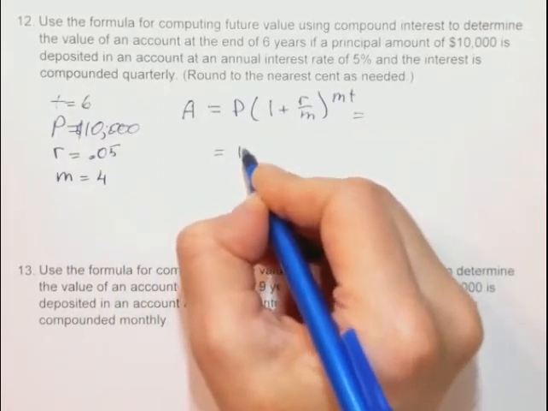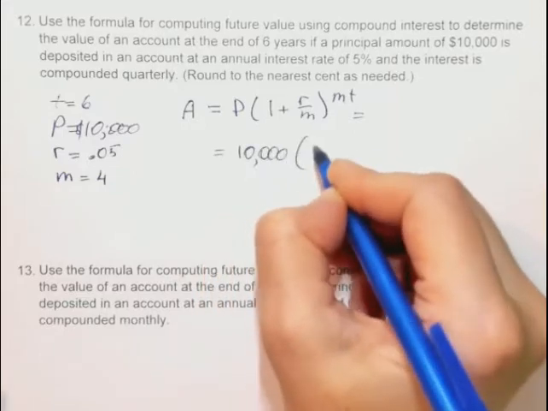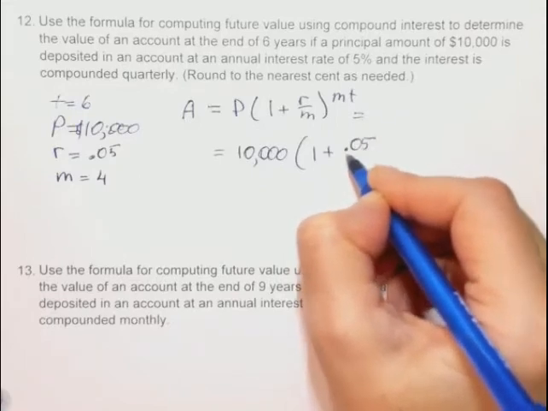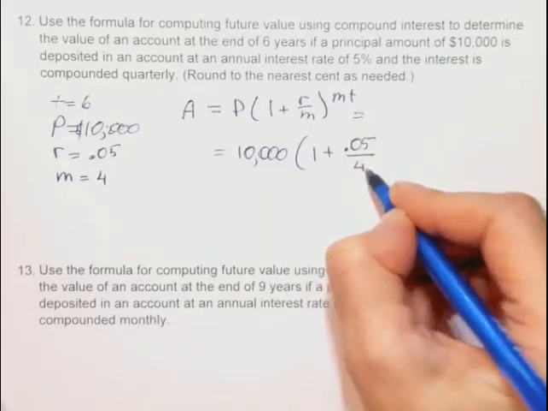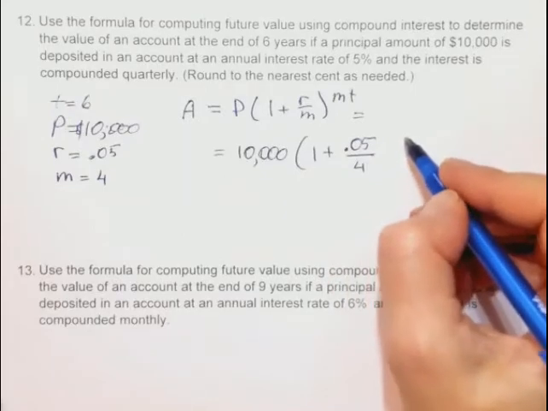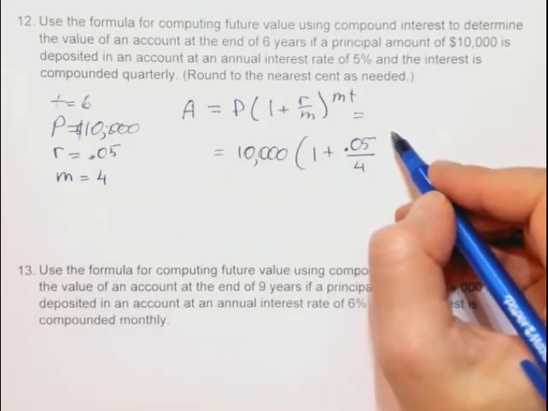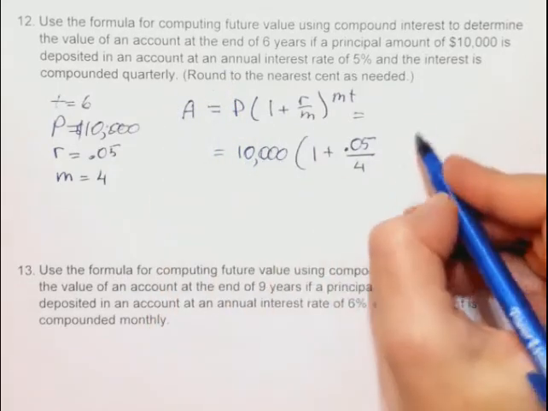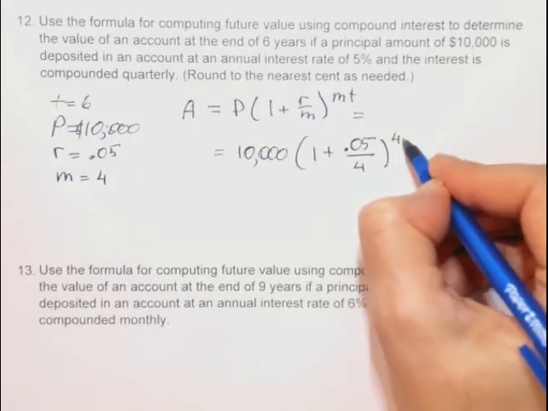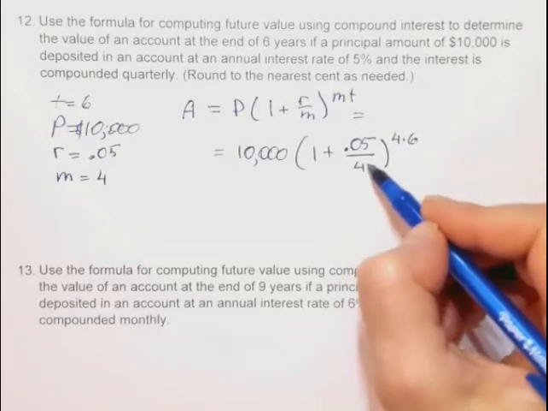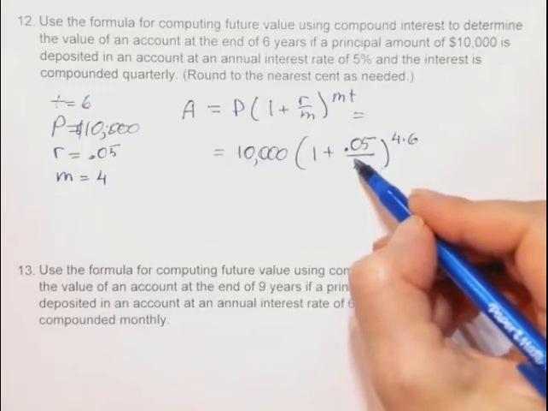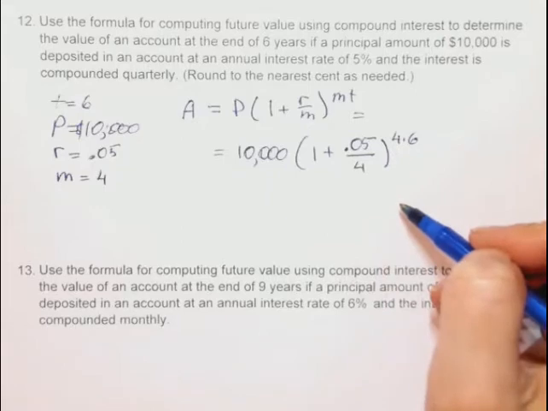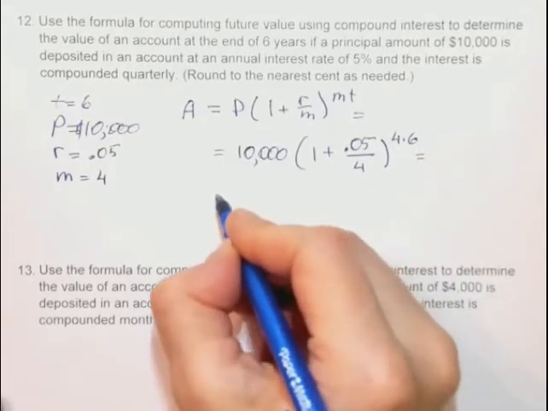So our principal is 10,000 times 1 plus R, 0.05 divided by 4 for compounding 4 times a year, quarterly compounding, raised to the power 4 times T. T is 6. So if we have 4 here in the denominator, then we have 4 here as a factor in the exponent.